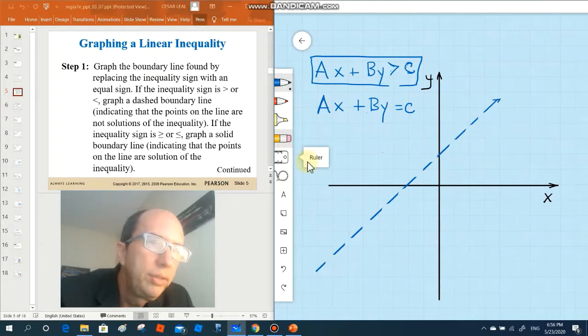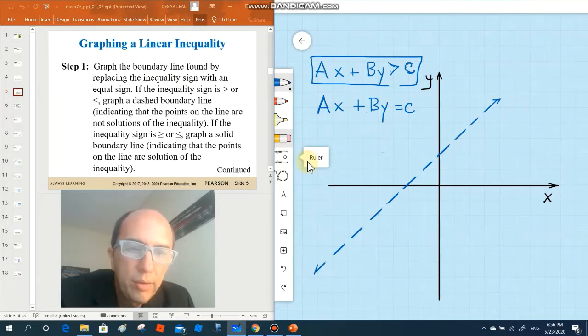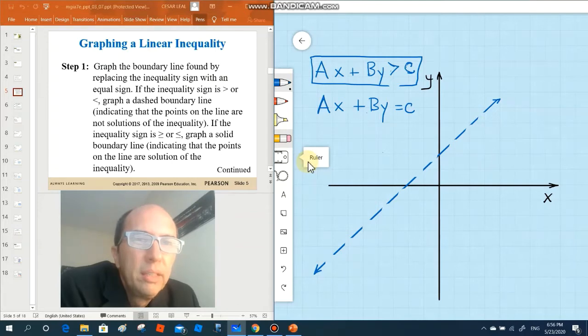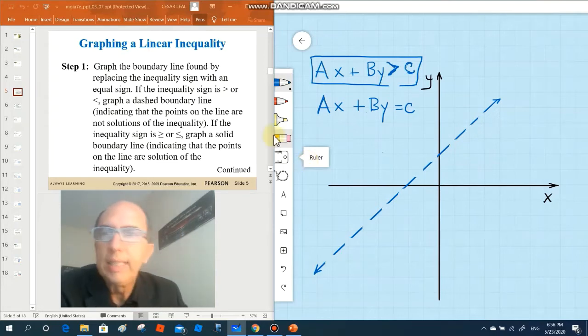And this line goes to infinity. Don't forget also the arrows, because this line goes to infinity. And so this situation here is going to be dashed because we're going to keep this as a greater than c. Okay. Next step.